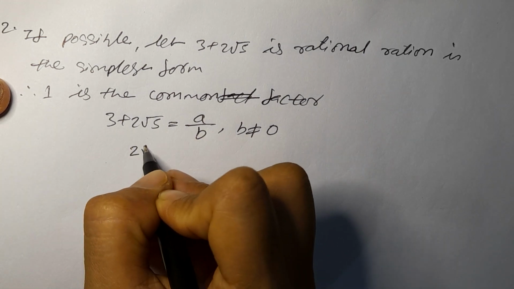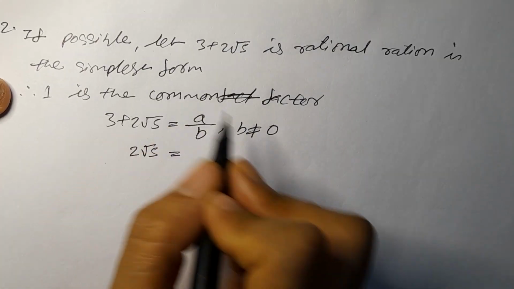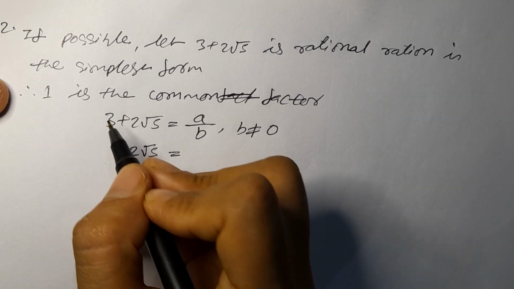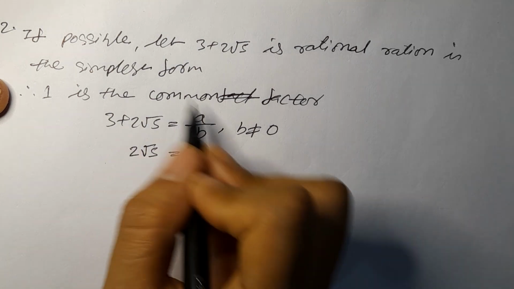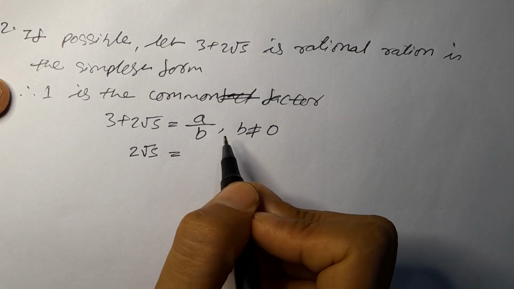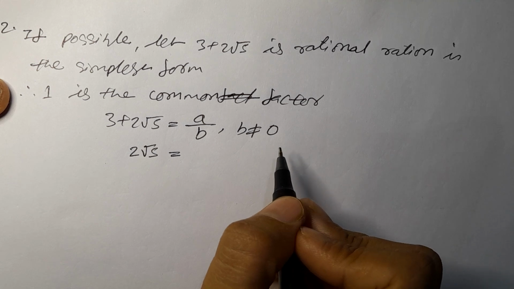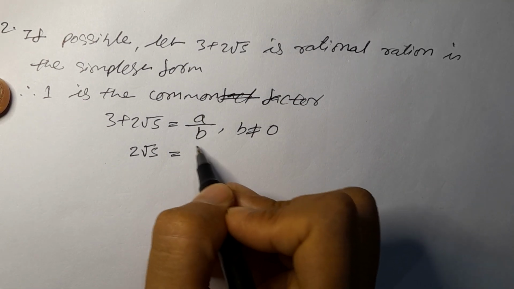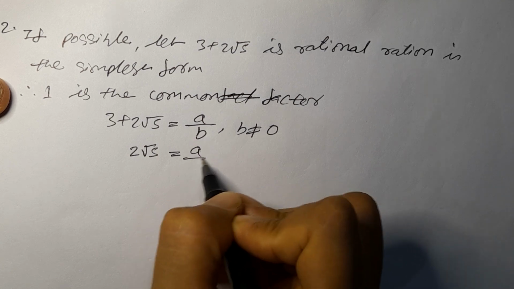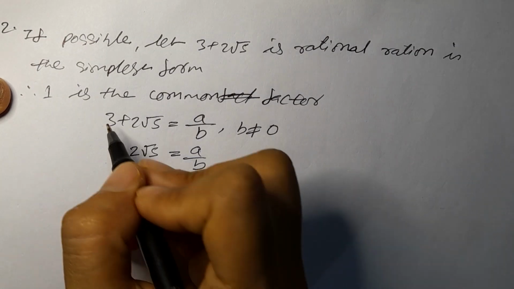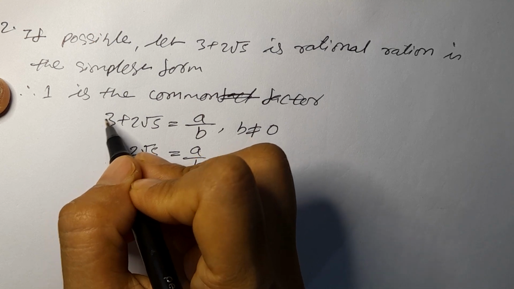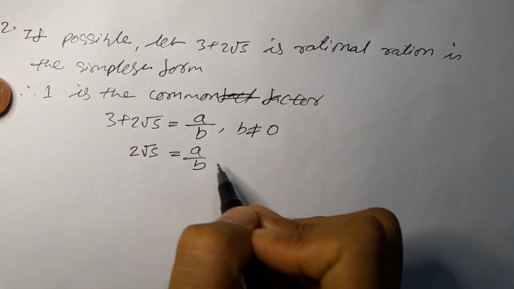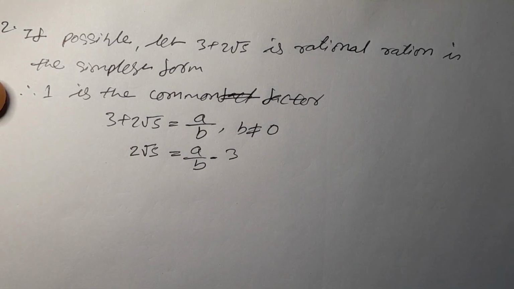So 2 root 5 equals... now before taking 3 to the other side, see the sign of the 3. What is the sign of the 3? Nothing is given, so it is positive. If it is positive and goes to the other side of the equal sign, its sign has to be opposite. What is the opposite of positive? Negative. First write what was given before: a by b. Now take the 3 to that side. In front of the 3 there is a plus, and if it goes to that side it becomes minus 3.